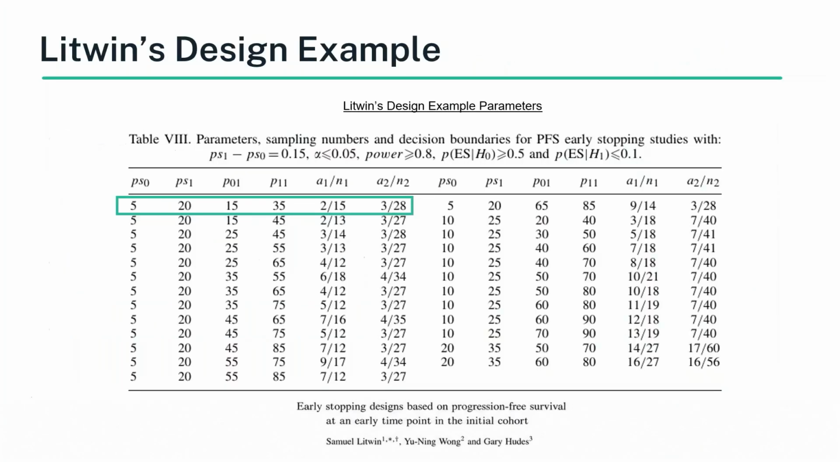But in this example, we're just going to replicate the very first example from the vast tables given in that paper. We're going to replicate table 8, just because it has a nice alpha and power of 0.5, 0.8. And we're going to be assuming a lot of different probabilities here, but I'll explain those within nQuery. You'll have to take my word for it that these are the results we're aiming for.